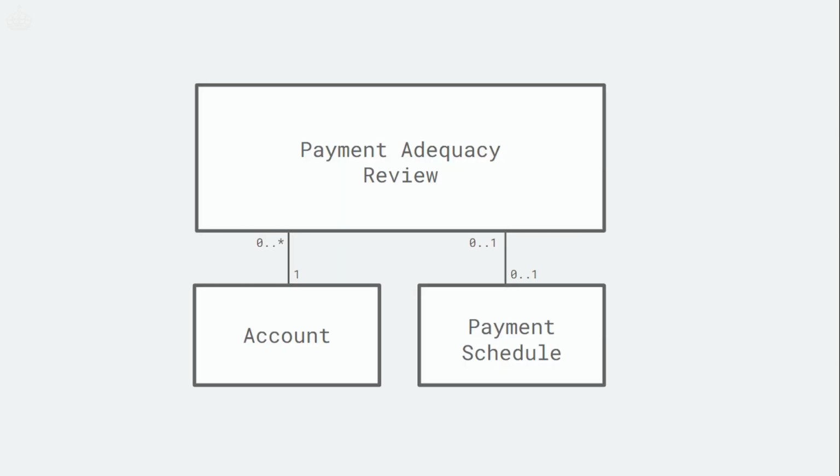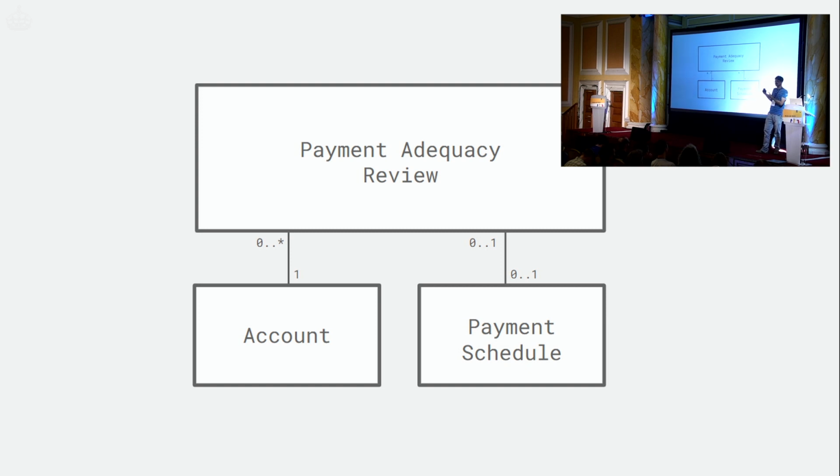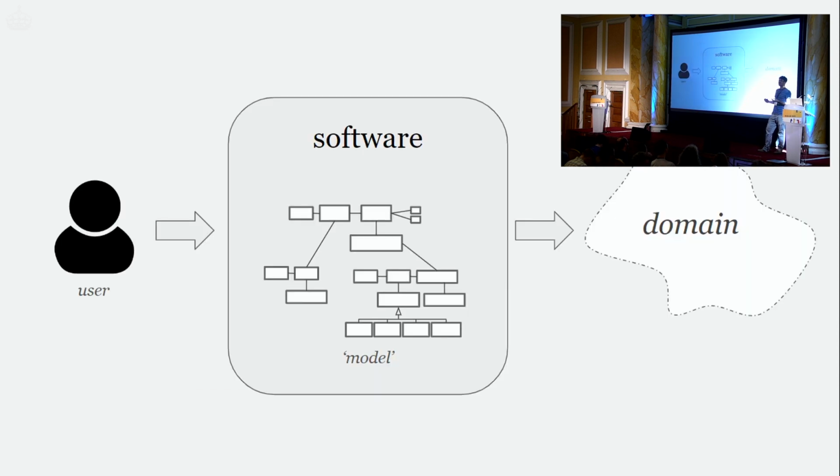And we can think of this partly as a feature, but also there's a concept here of a payment adequacy review, which is related to some other concepts, account, payment schedule. There's loads of concepts within Kraken that we've developed in order to address and make Kraken a good tool for the domain. And you can think more generally about this, and this is how people who are into domain-driven design think, which is that every software has a model inside it. It's a conceptual model. It's a structured way of thinking about the domain that it's interacting with.